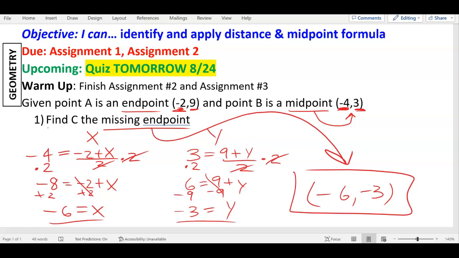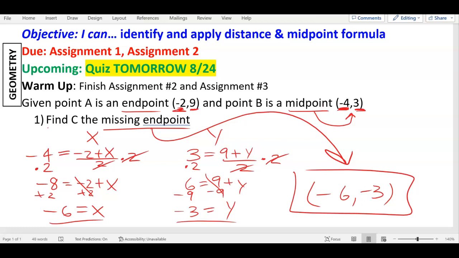Okay? So we were missing an endpoint. We had a midpoint and an endpoint. So on assignment 3 that everyone should have, you don't see these types of problems till you get to the back at the top where it says find the missing endpoint. So again, look for those key phrases and key words to do this.